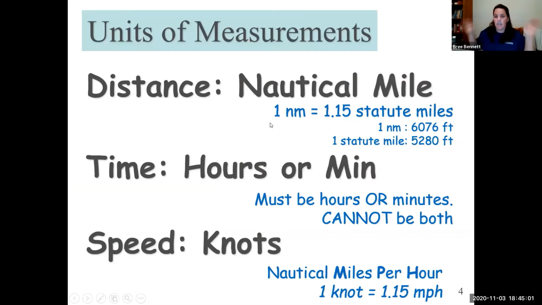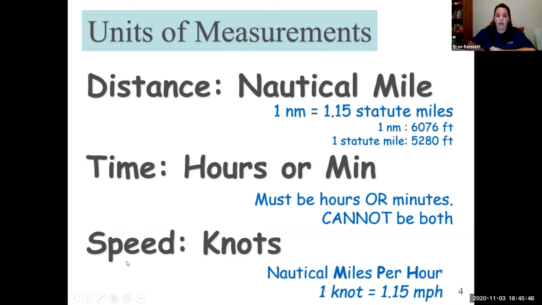So distance, we have in nautical miles. Time, we have in hours or minutes. It can't be both, so that is a tricky thing. We have to convert when we're doing our distance, time, speed calculations to all hours or all minutes. So it can be 75 minutes or 1.25 hours, a quarter of an hour. It can be all in hours or all in minutes. It can't be in both.